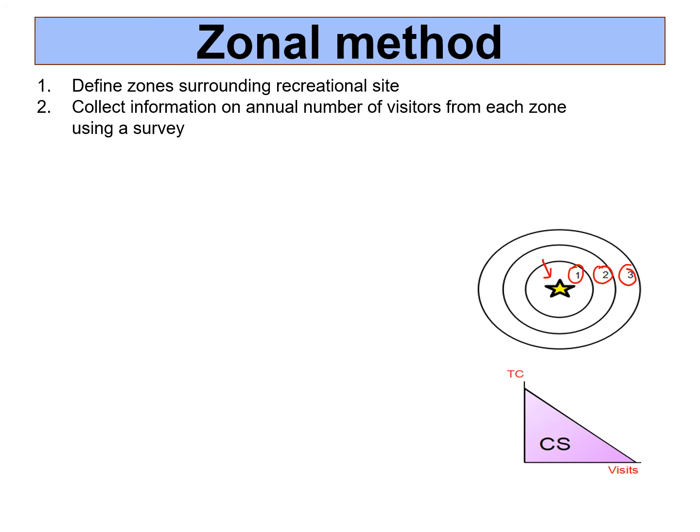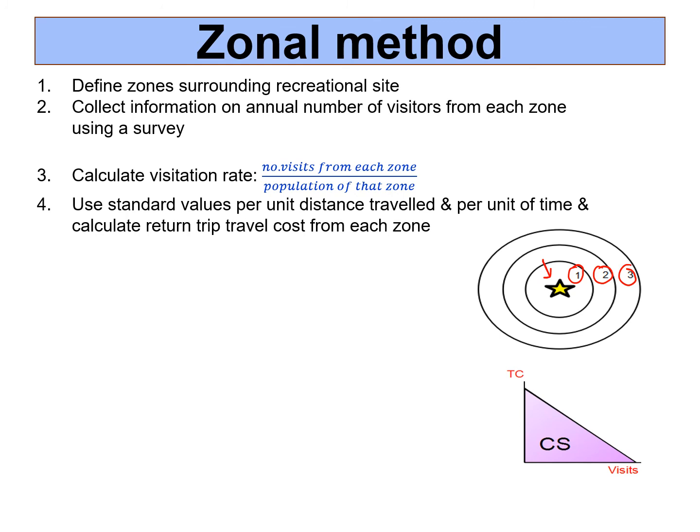Second, you have to collect the information on the annual number of visitors from each zone using your survey. Number 3, you have to calculate the visitation rate. So how to calculate it? The number of visits from each zone divided by the population of that zone. Number 4, you have to use standard value per unit distance traveled and per unit of time, and then you also have to calculate the return trip travel cost from each zone.